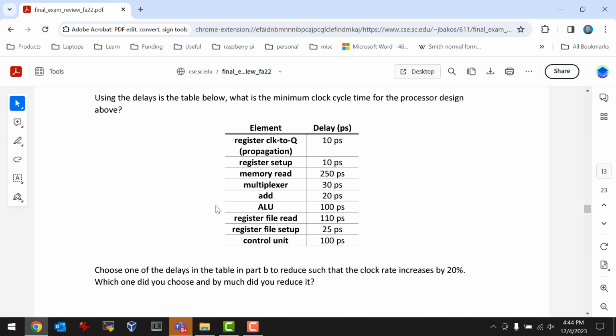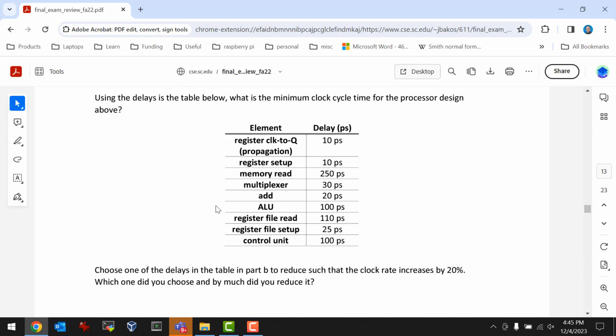Make sense? And the control unit, that's 100 picoseconds. But that's happening in parallel with all this, right? So that control unit controls that mux and that mux. But that path is shorter, because you have to go through 110 picoseconds for the register file, right? So the critical path would be this top one. Make sense? You guys with me?